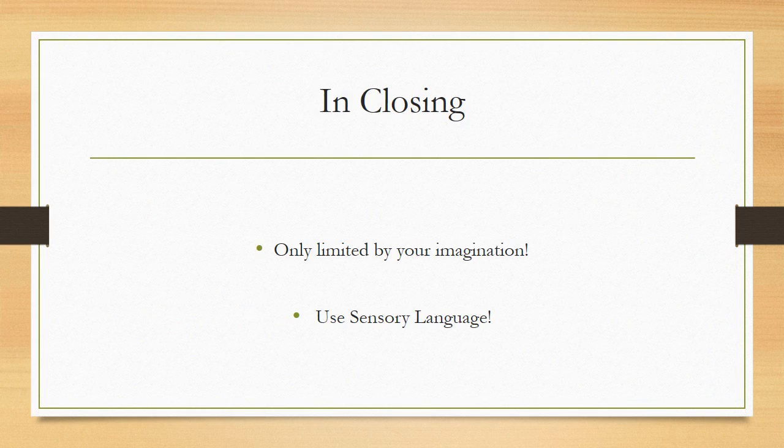So in closing, remember that a haiku is only limited by your imagination. Just as with any other poetry or prose, you can literally put any of your experiences into this poem and it'll turn out alright, as long as you follow the structure. And also remember to use sensory language. Don't just say in the poem that it's winter, say that the snow is falling. Don't just say that it's fall, say that the leaves are falling, and so on and so forth.